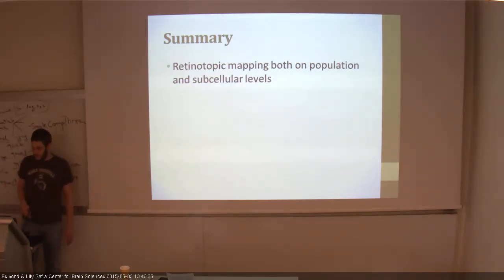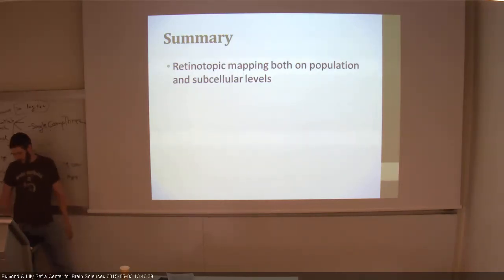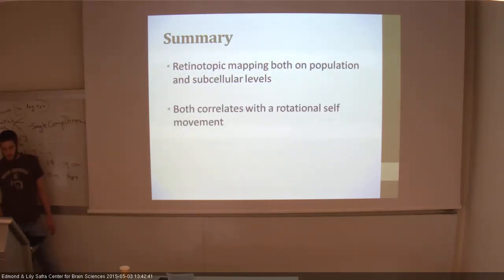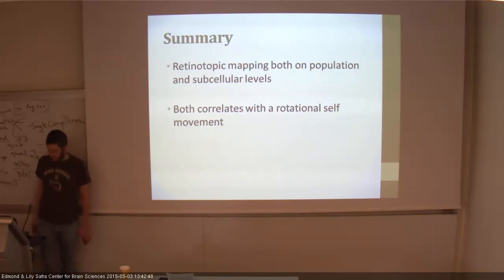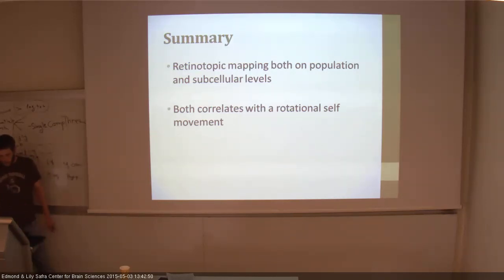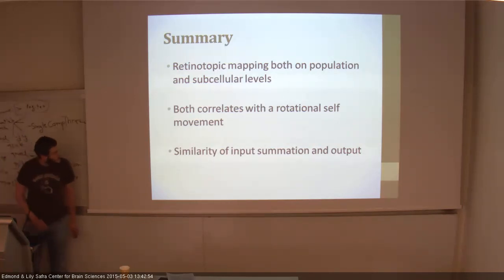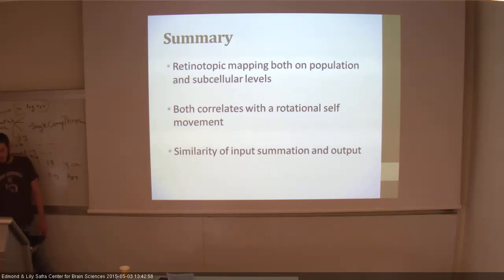they found retinotopic mapping both on the population and subcellular level in the lobular plate of the blowfly. Both correlate with rotational self-movement, as we saw. It makes sense, though they didn't offer a computational model, just presented data. And the similarity of input summation and output, which is the last figure we saw, the similarity between them.